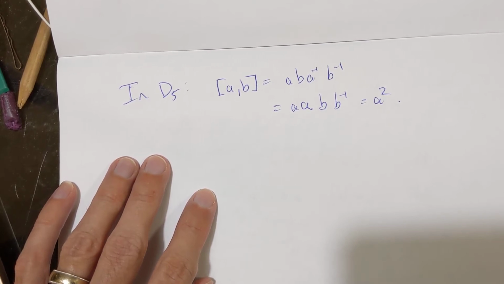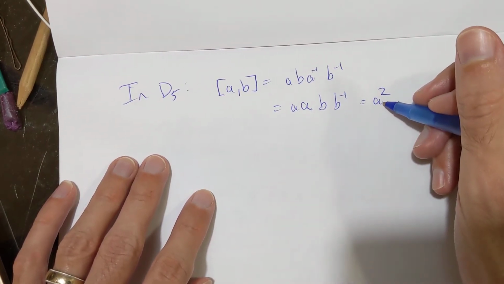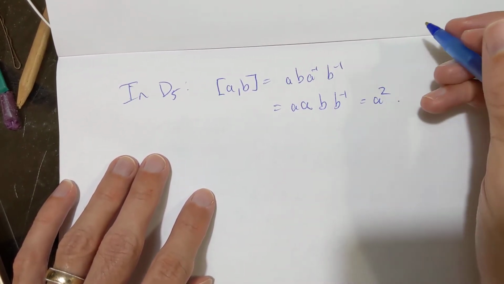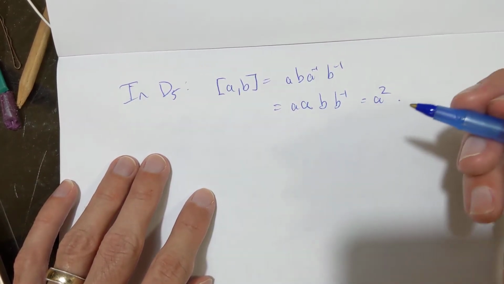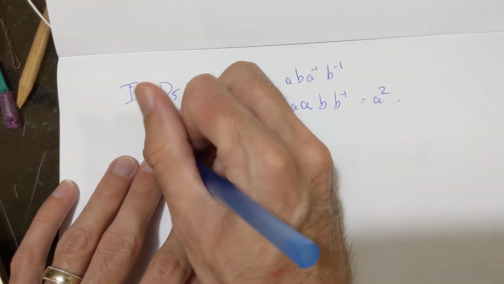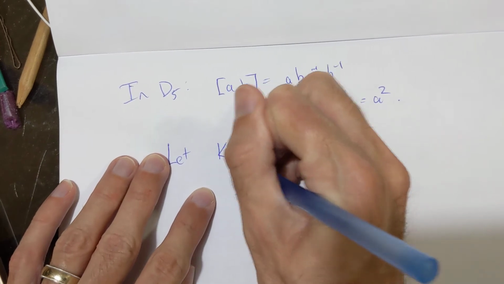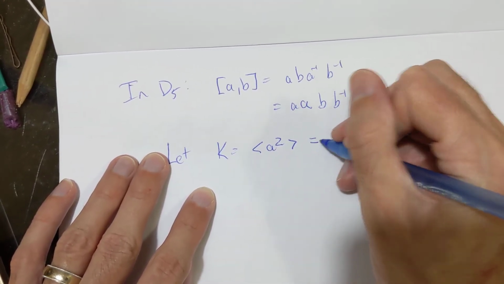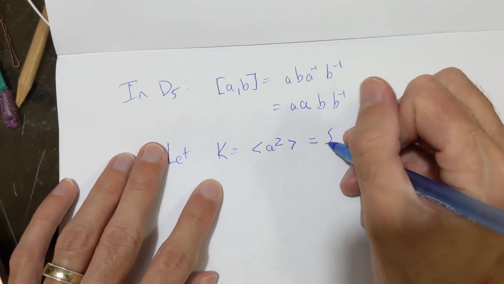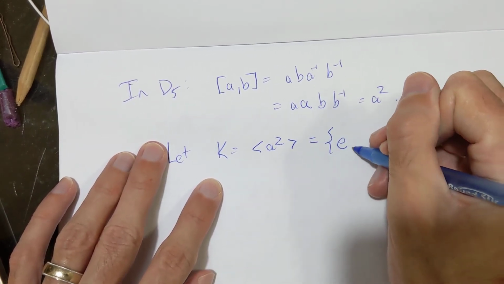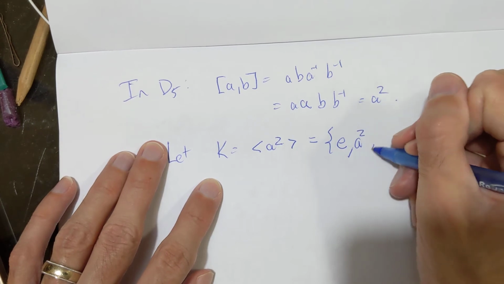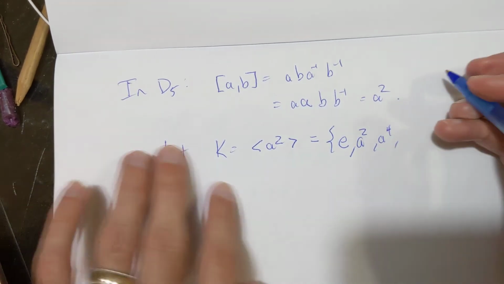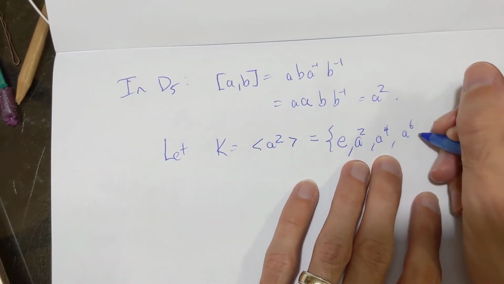Okay, but now the difference is that the subgroup generated by A squared is a lot bigger in D5 than it is in D4. So we let K be the subgroup generated by A squared. We take powers of A squared. What do we get? Well, the 0th power, that's the identity. We get A squared, we get A to the 4th, we get A to the 6th.